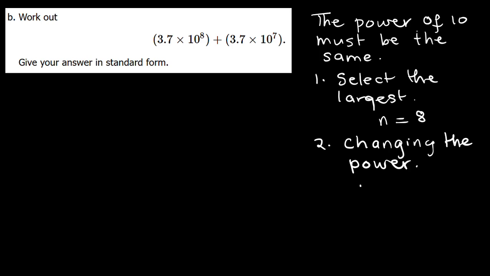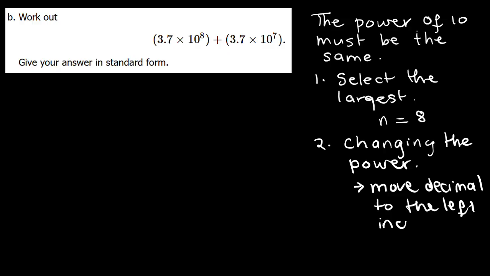So we are going to move the decimal to the left, which will increase n. If we wanted to decrease n, then we just do the opposite and move the decimal place to the right. So this is what we are going to do.